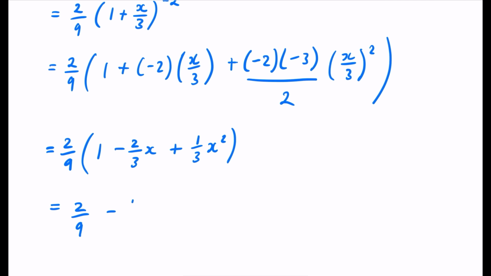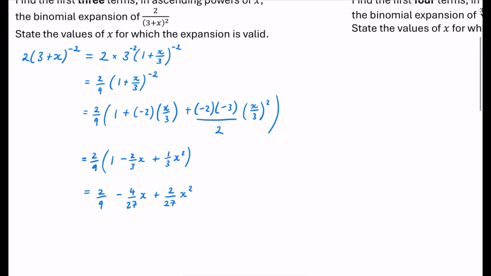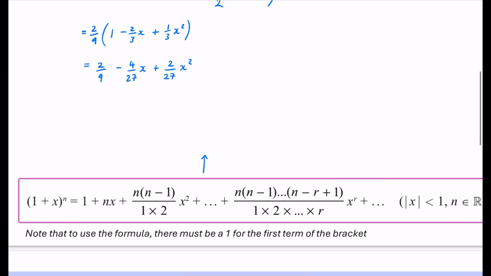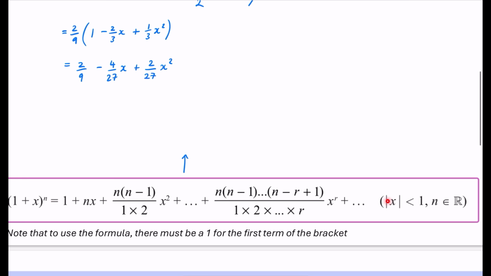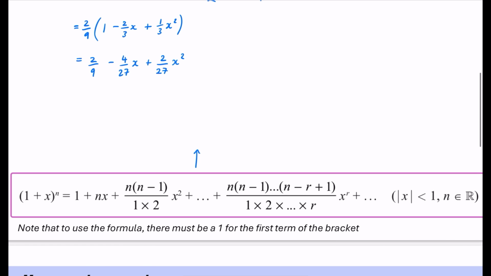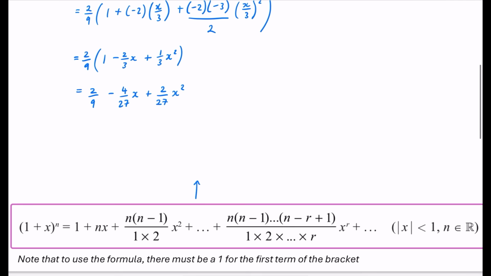I'm then going to have the minus 4 over 27x, and then for my last part, I'm going to have the 2 over 27x squared. Now we do need to say what the expansion is being valid for. If you look in this expansion, it is only valid when the modulus of x is less than 1. So we're talking about this thing. It goes inside the modulus and needs to be less than 1.